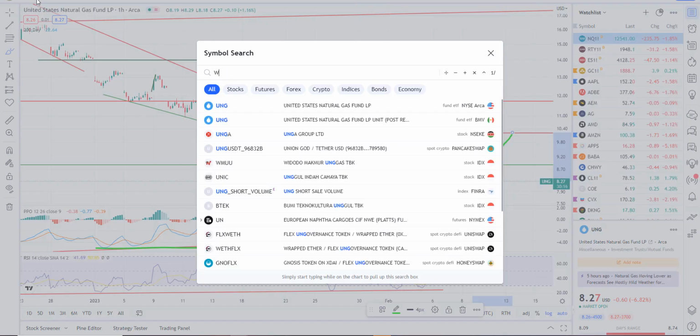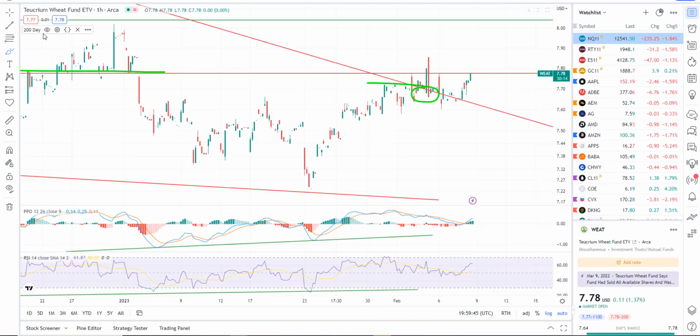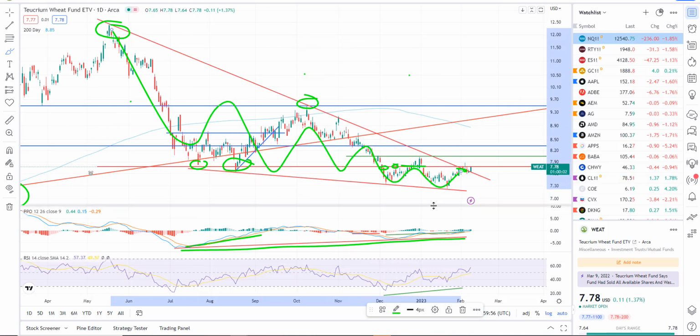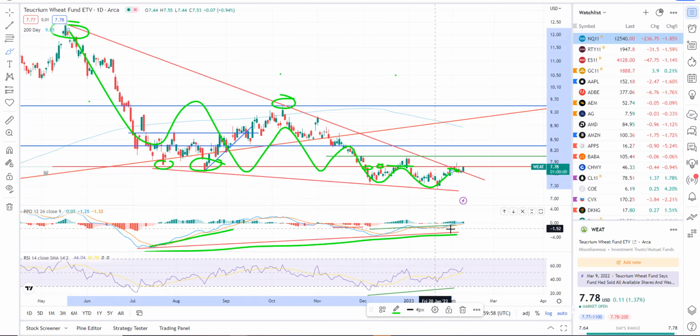And then this one also looks interesting. Wheat. Let me show what we got going on here. You can see here on wheat, and we'll look at the futures as well, a downward bullish falling wedge pattern. Big bullish divergence on the daily is signaling a big breakout is coming.